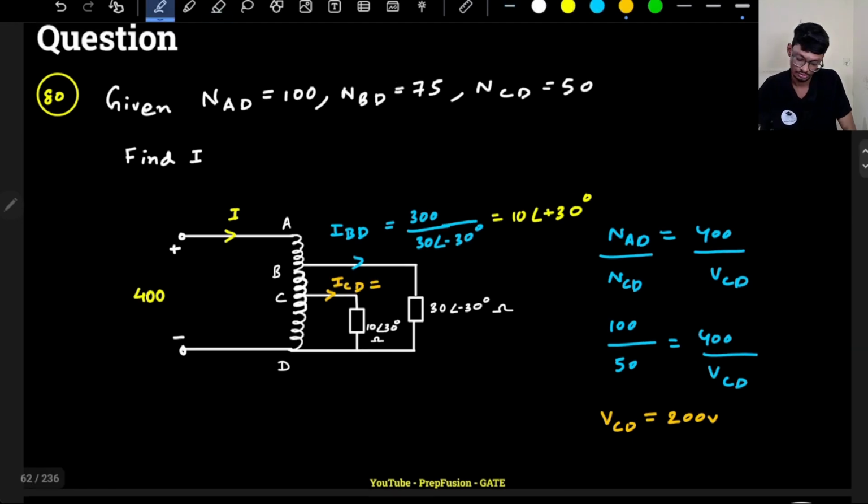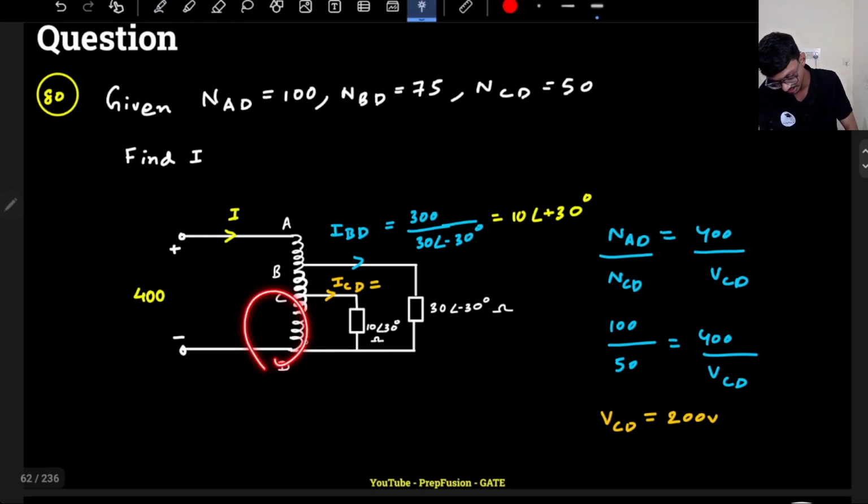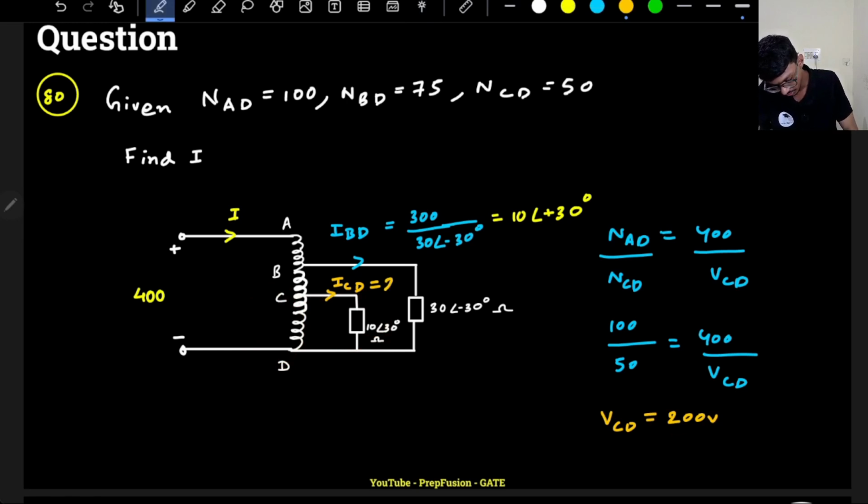Okay, what about the current ICD? ICD is VCD upon the impedance. So VCD is 200 volts, impedance is 10. So ICD will be 20 angle minus 30 degrees. Okay, so this will be my ICD, this will be my IBD.